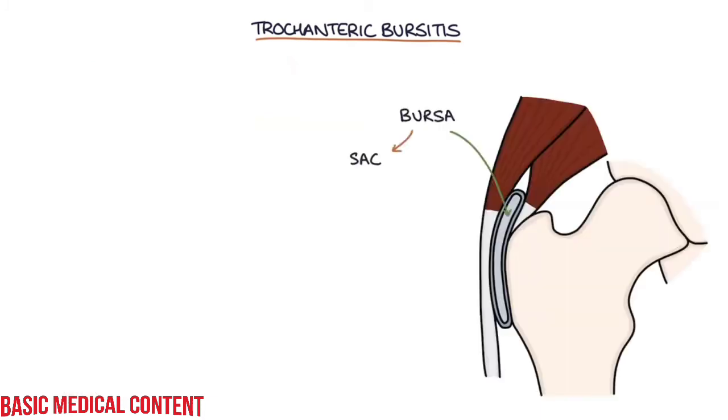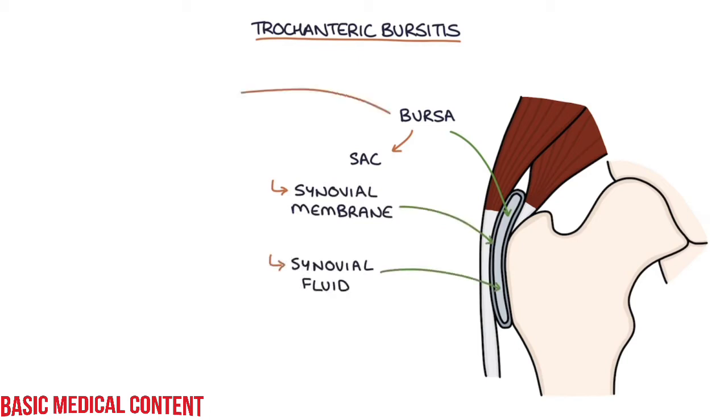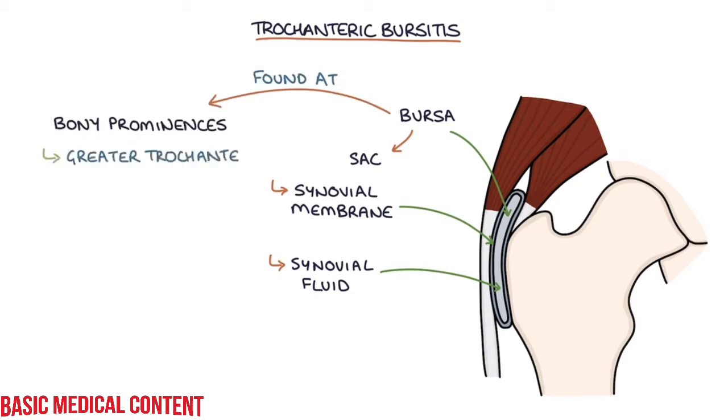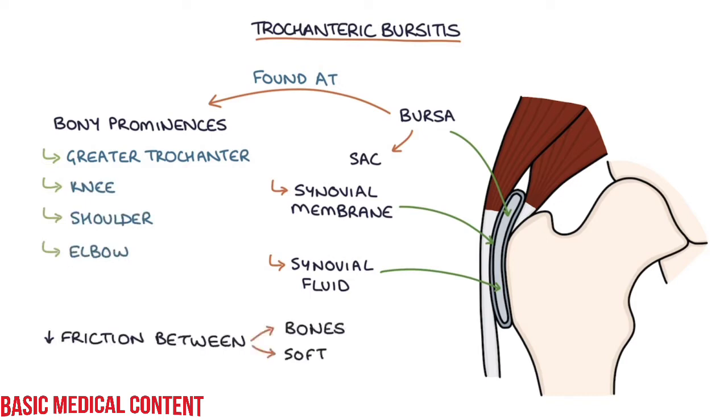Bursae are sacs created by synovial membrane filled with a small amount of synovial fluid. They're found at bony prominences, for example at the greater trochanter in the hip, the knee, the shoulder, and the elbow. They act to reduce friction between the bones and the soft tissues during movement of the joint.